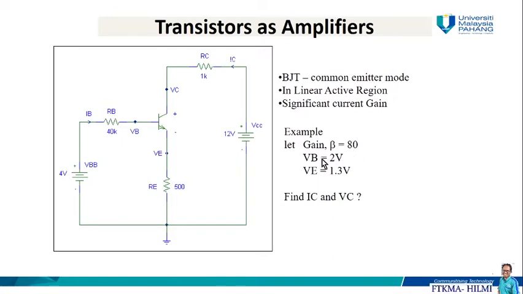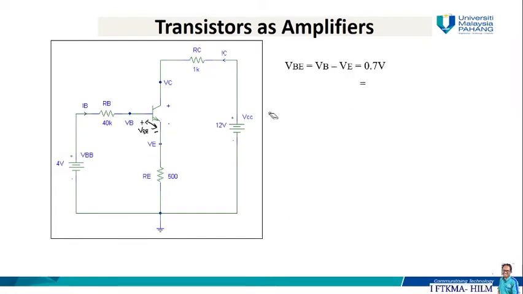Let the gain beta be 80, VB is 2 volt and VE is 1.3 volt. So from here we can easily find out that VBE will be 0.7 volt. So basically it shows that it is in the active region. And the question asks to find the value of IC and VC, the current at the collector and the voltage at the collector.